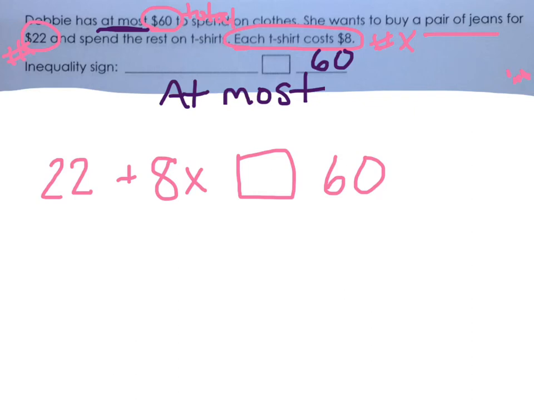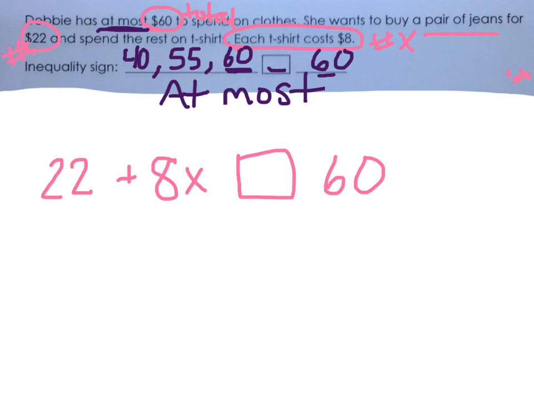So at the most she could spend is 60. So she could spend 40. She could spend 55. We need to figure out, well, can she spend 60? That's the most she could spend. She just can't go over it. So 60 is included. Okay, now when we're writing our sign, we look to see, is that 60 over here? Is that repeated? Yes. The 60 is included in the list, so my sign's going to be underlined.